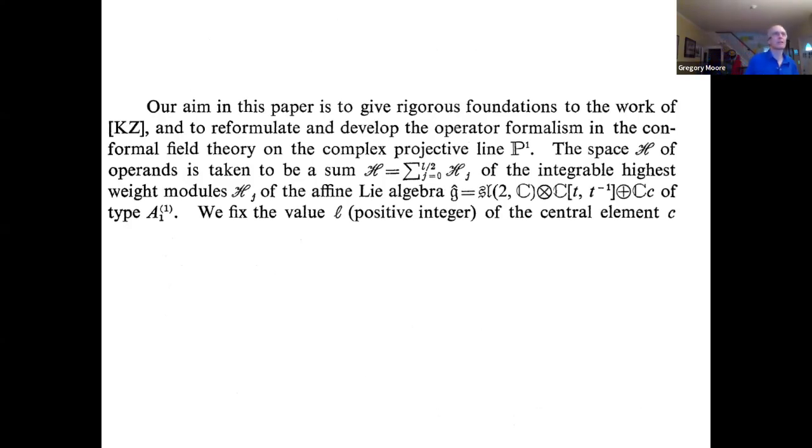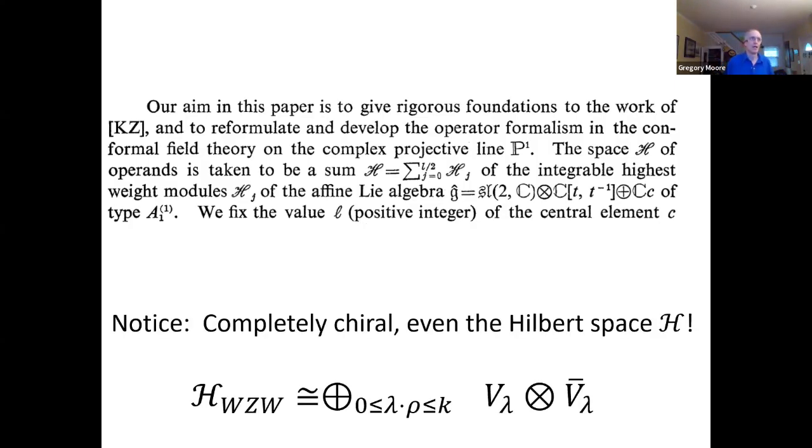Our aim is to give a rigorous foundation to the work of Knizhnik and Zamolodchikov and to reformulate and develop the operator formalism in conformal field theory on the complex projective line. Then look at the next line. The space H is taken to be the sum of integrable highest weight modules of the affine Lie algebra. Now, notice that this is completely chiral, even the Hilbert space.